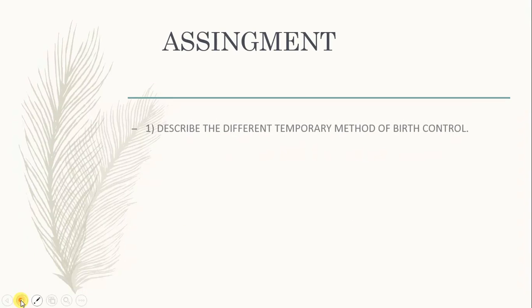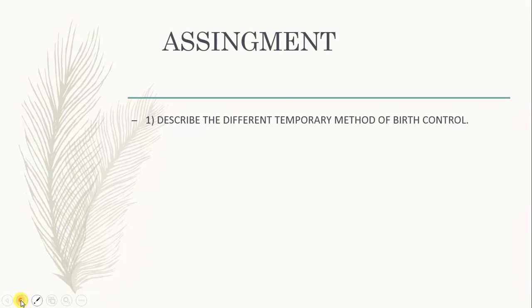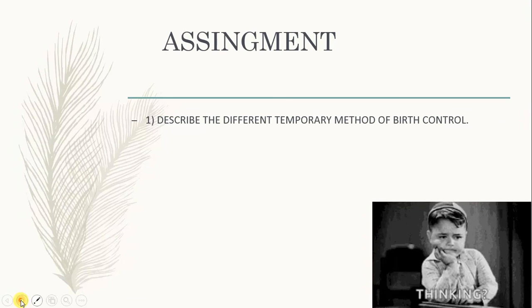Take down your assignment. Describe the different temporary methods of birth control. For this, you can refer to your 12th standard textbook. Make sure you are jotting down all the important points, as this part is important and it can be asked for 1 or 2 marks questions.